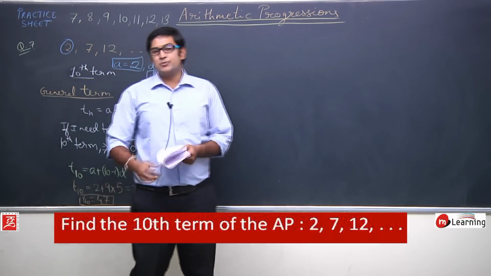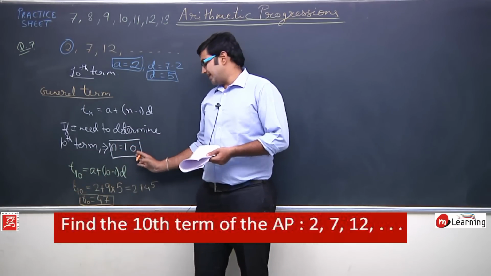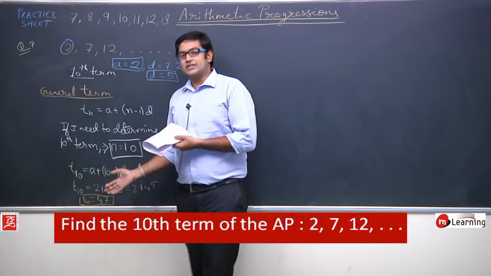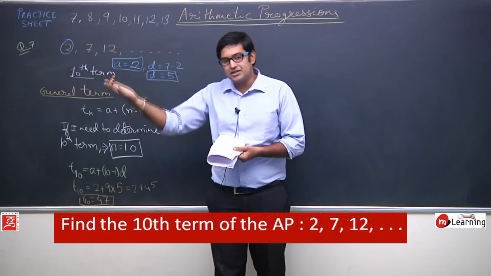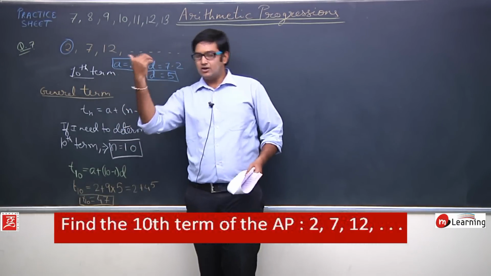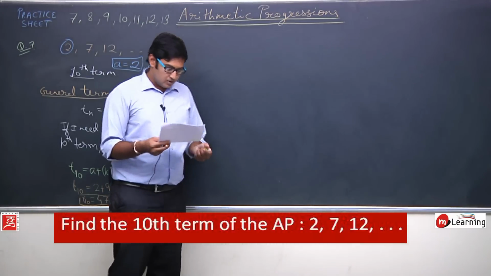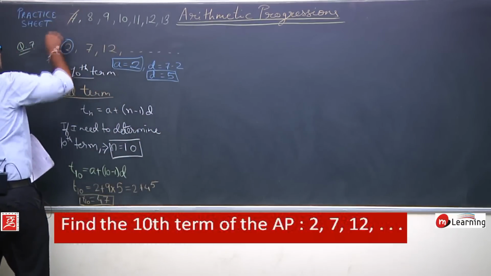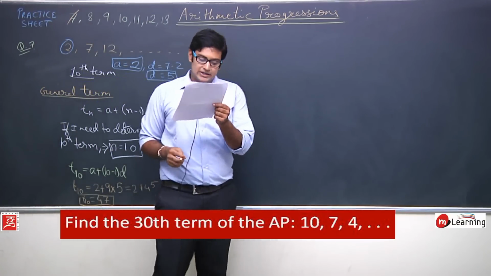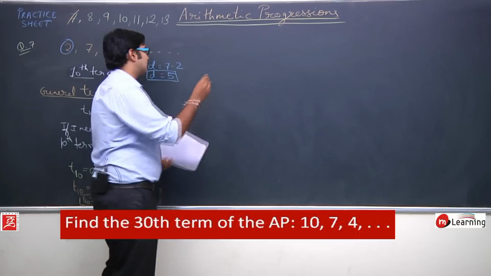OK, so you can see this process is very simple. You just need to substitute value of n equal to 10 and very easily you can determine the 10th term. If in the same series I want to determine the 99th term or 100th term, I can take value of n equal to 99 or 100 depending on the term which I want to determine. OK, so this is the solution for 7th question. Let us discuss the 8th one. Now 8th question, it says find the 30th term of AP. So question number 8.